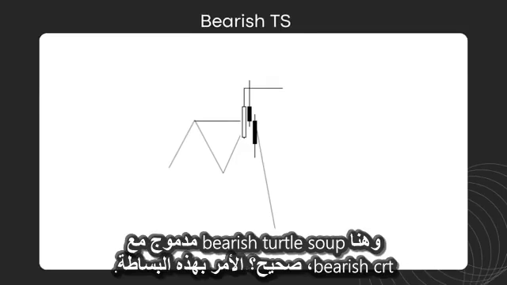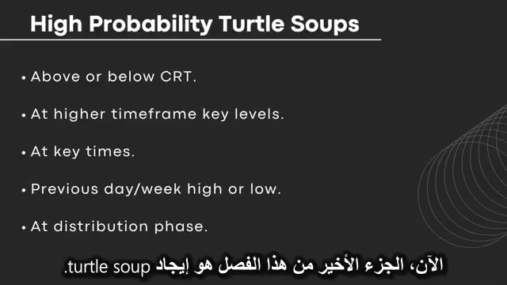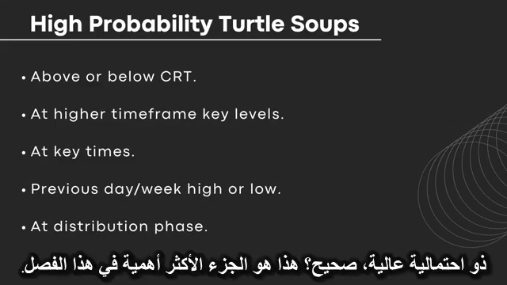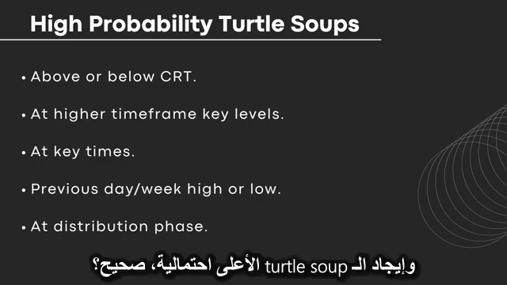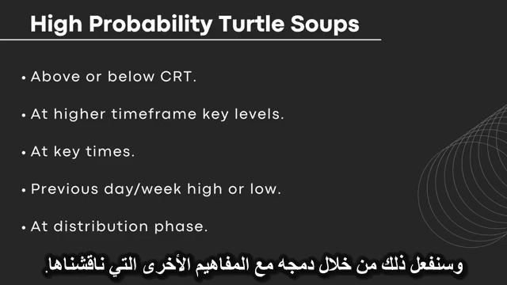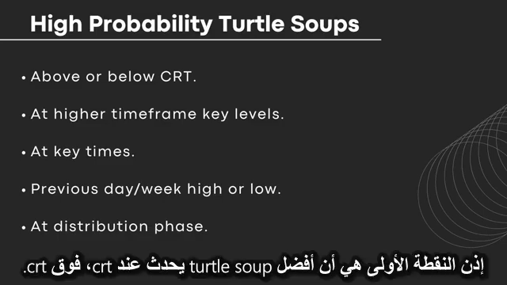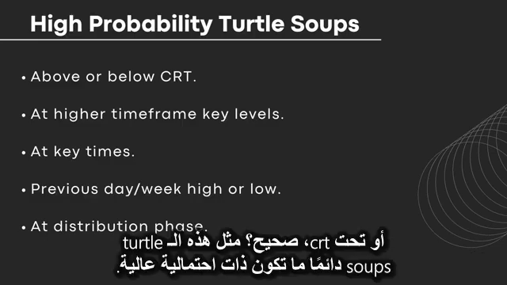And right here, bearish turtle soup combined with bearish CRT, right? As simple as that. Now the last part of this chapter is finding high probability turtle soup, right? This is the most important part of this chapter because we'll discuss how to execute and find the highest probability turtle soup, right? And we're going to do that by combining it with the other concepts that we've discussed so far. So the first point is that the best turtle soup occurs at CRT, above CRT or below CRT, right?